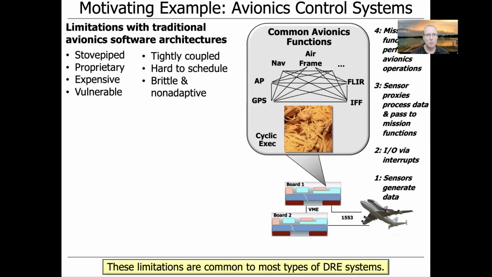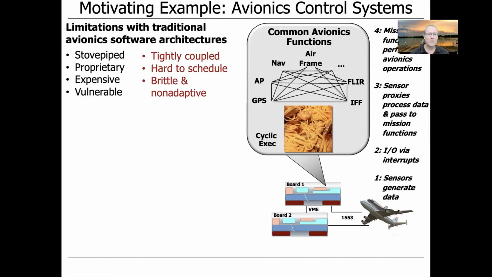So as a consequence, when people build the software, it typically is written with spaghetti code where small changes break almost everything. And these types of limitations are very common to most types of distributed real-time embedded systems, including avionics systems, automotive systems, other kinds of control systems that do things like control the power grid or hydroelectric plants or the industrial Internet of Things and so on. We're going to be focusing particularly on the requirements related to challenges associated with being tightly coupled, hard to schedule, and brittle and non-adaptive. And of course, the point of all this is to demonstrate how patterns and frameworks can be applied in order to address many of these challenges.